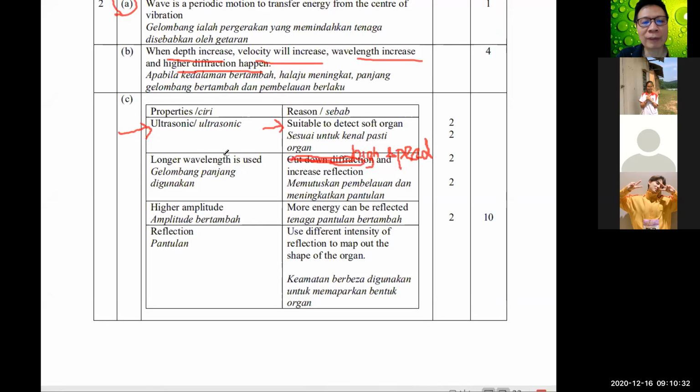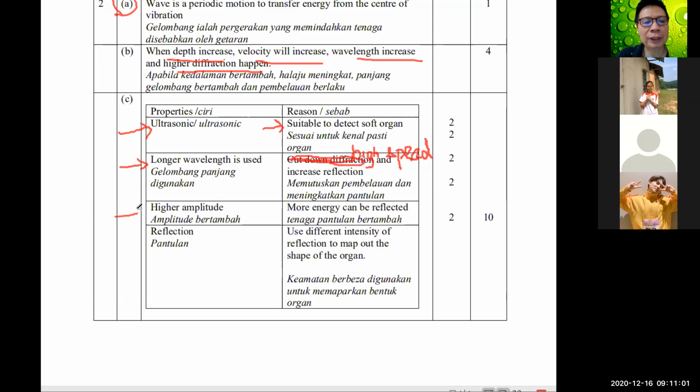Long wavelength. For the wavelength, we choose a longer one. Longer wavelength means it can travel faster, high speed. It can travel faster when the lambda is bigger. Travel faster means it can immediately go inside and detect very fast, and also can increase the reflection. Lambda big, high speed, so very fast reflection can happen.